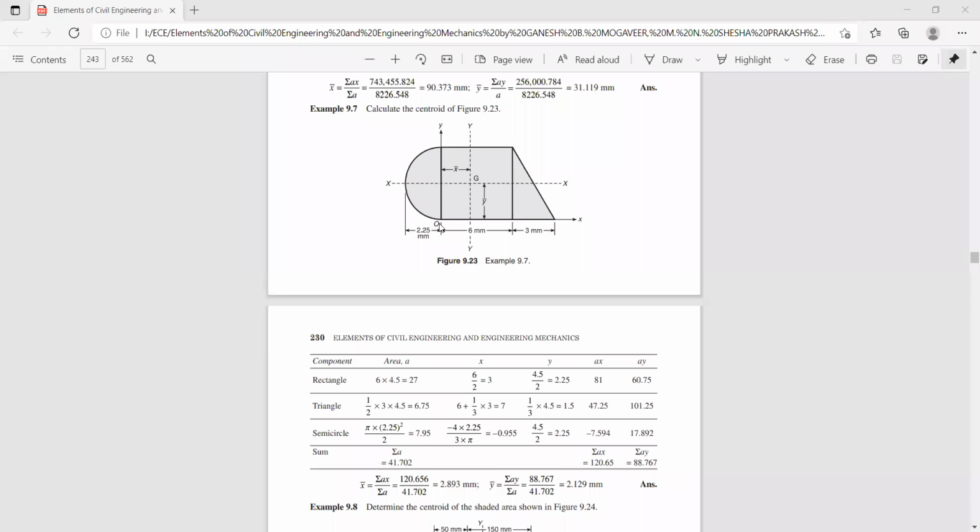If it is not given like this, you can select the y axis which touches the extreme left of the figure and the x axis at the extreme bottom of the figure. So you have to look out. If this is given, then you have to take this out. Only you have to neglect this and find the values of x bar and y bar.